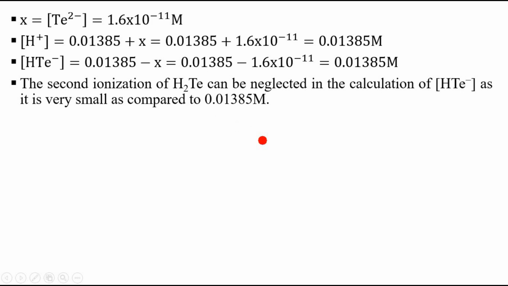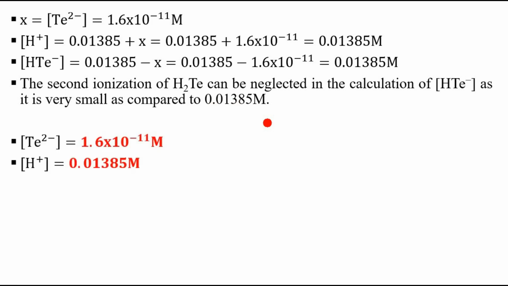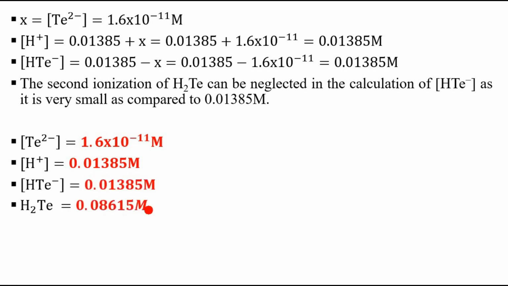Then they were asking what the species at equilibrium are. We have determined them. This one is T, the X, we have it, the H plus, we have it, and also the HT, we have it. The H2T, we have it at equilibrium. So these are the concentrations at equilibrium. Let's go to question 10.